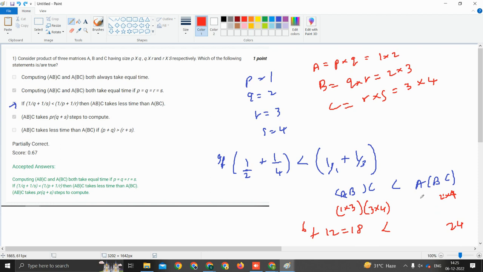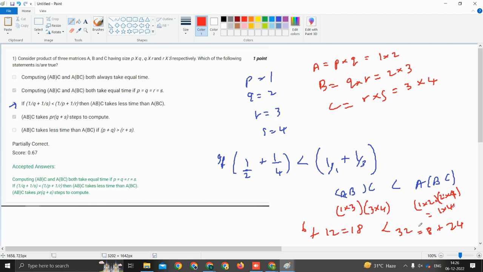Wait, let's do that now. It's 1 cross 2, already less than 24. Yeah, 18 is already less than 24, but still we will try to finish it off. The end element is going to be 1 cross 4, and the computation is 1 into 2 into 4, which is 8. Which is equal to 32. Got this?